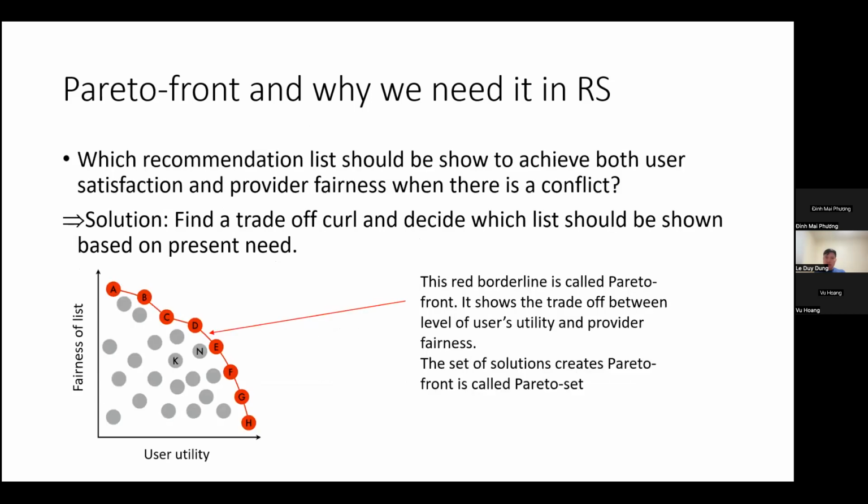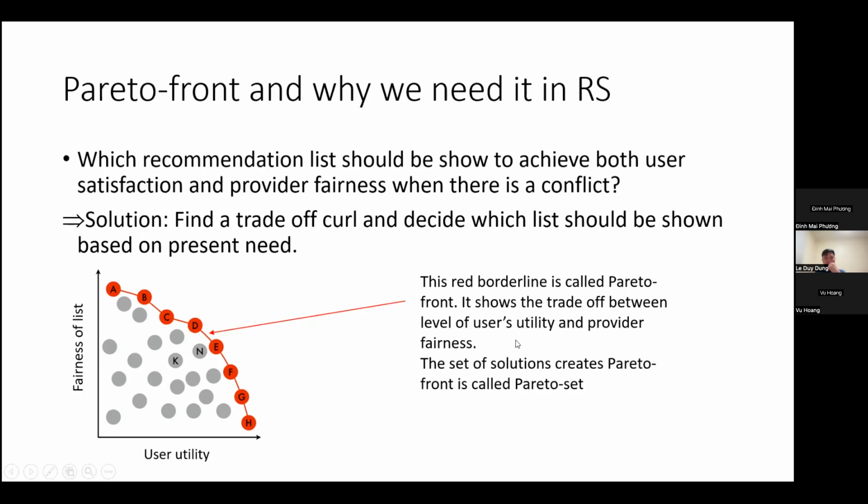So one of the most efficient ways to decide which recommended list to choose is to draw a whole line, the whole boundary, to see, if I select this solution, what utility the user gains, and how much I could extend the user utility for the provider fairness. The boundary, the trade-off curve you see here, is what is called a Pareto front.